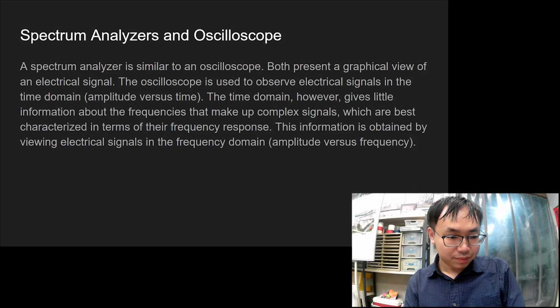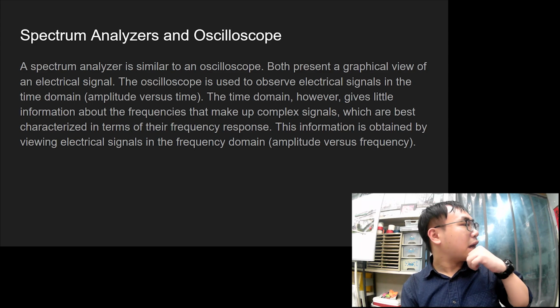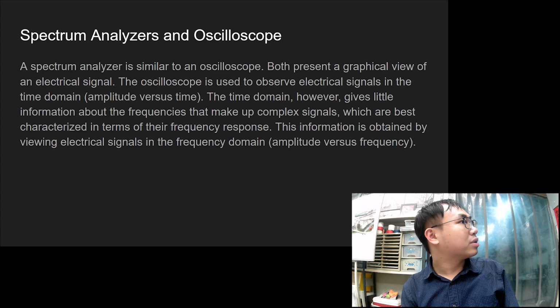Spectrum analyzer. So I have just talked about what a spectrum analyzer is. If you remember the diagram after I showed you about the Baofeng, it is actually a spectrum analyzer. It is similar to an oscilloscope, but it presents a graphic view of the spectrum of an electrical signal. Okay. So in general, a spectrum analyzer shows you the frequency, it uses frequency as the measurement, but an oscilloscope shows you the waveform. So they are a bit different.